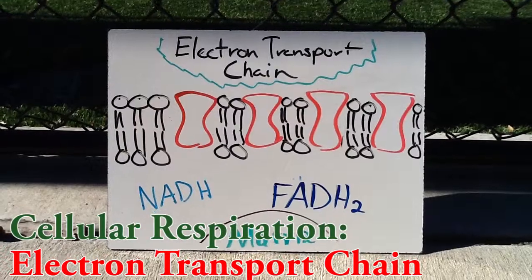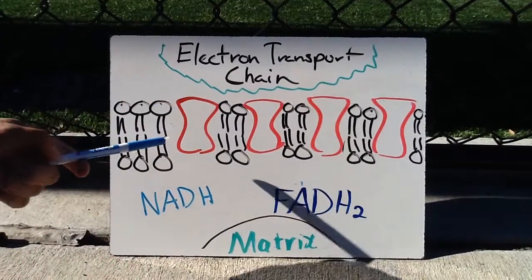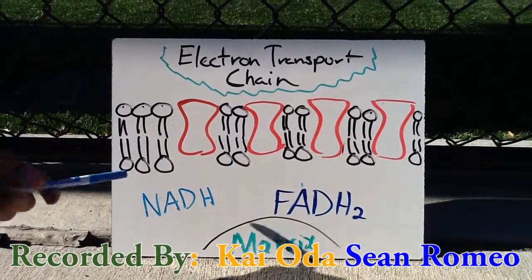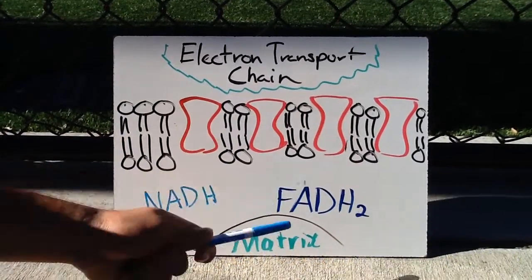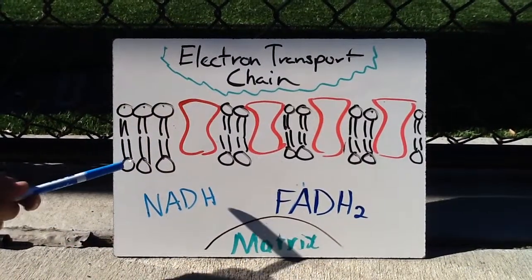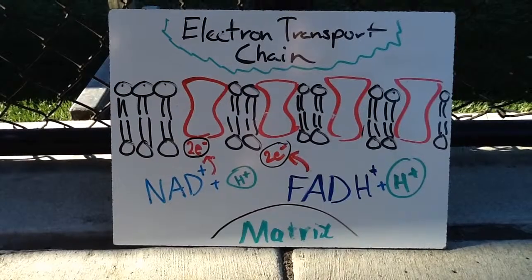Here we have the electron transport chain. In black is our phospholipid bilayer, in red are the 4 transport proteins. Within the mitochondria is the NADH, FADH2, and the matrix. Outside the cell membrane of the mitochondria is the cytoplasm.